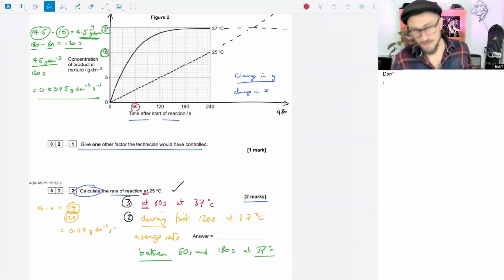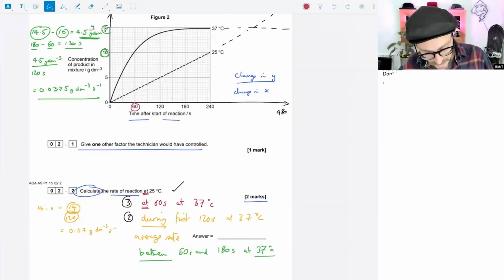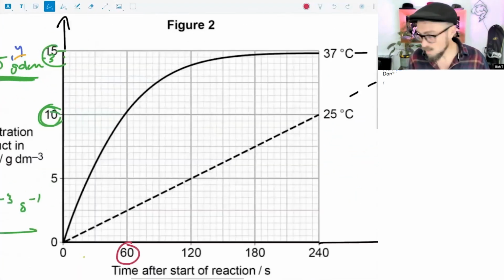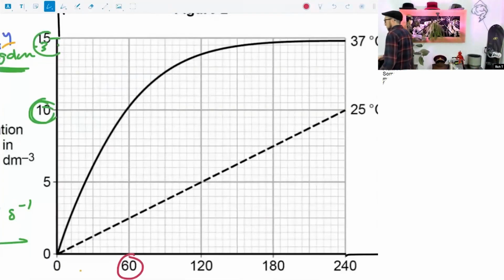Stop. I didn't even start you then. So at this specific moment in time, it's a curve here. I can't do change in y over change in x, it's not feasible, right? So I would need a ruler, which I've got on my desk over here.